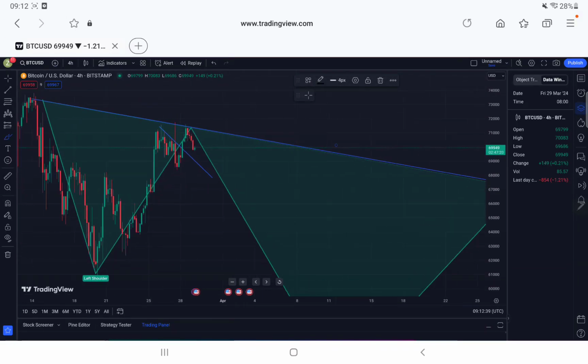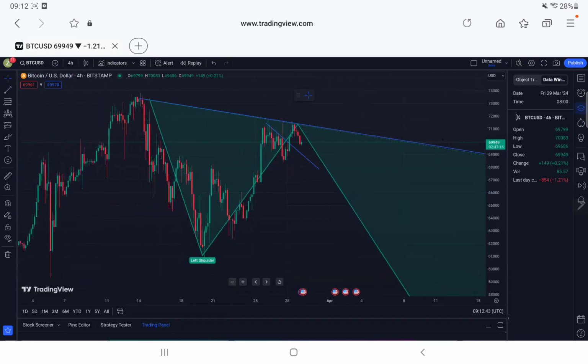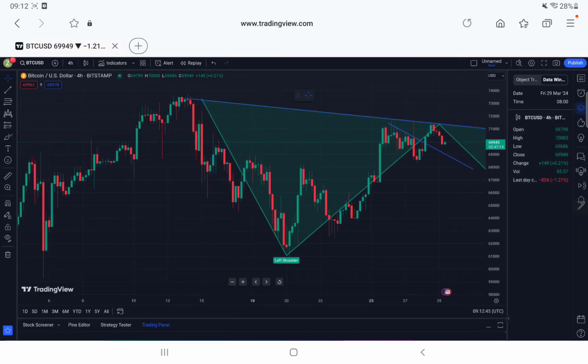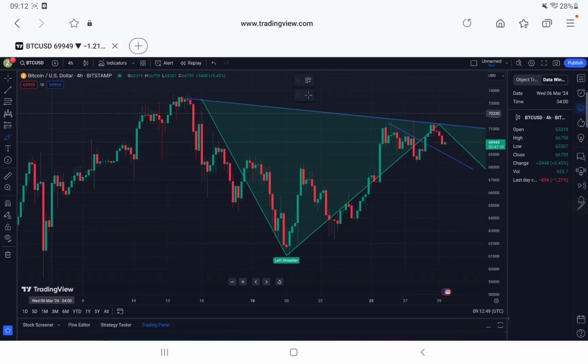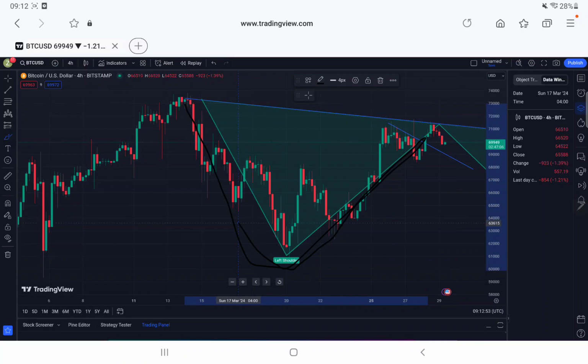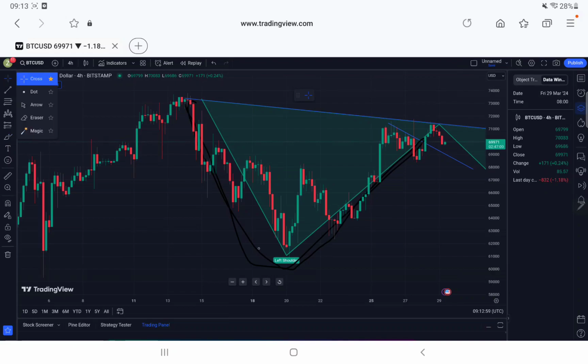The reason why I don't think this is a cup and tea handle, it could be, but the reason why I don't think it is, normally a cup and tea handle has a fairly rounded bottom. In my opinion, this looks more like a head and shoulders, obviously, because it was a head and shoulders. It's too pointed to be a cup and tea handle, in my opinion.